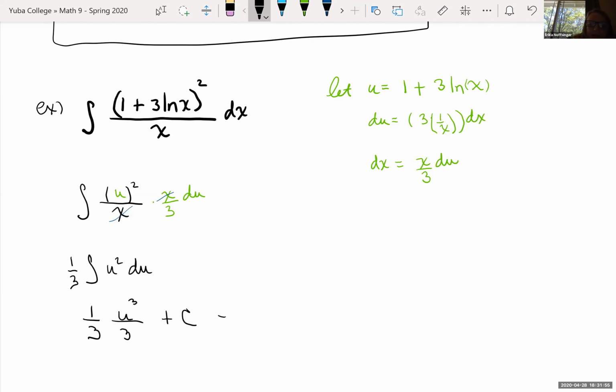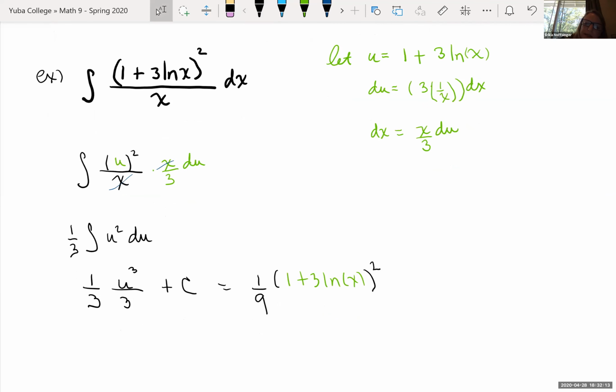This is 1/9 times u cubed. So we're going to go back and replace what u was, which is 1 plus 3 natural log of x, and that is cubed, plus c.